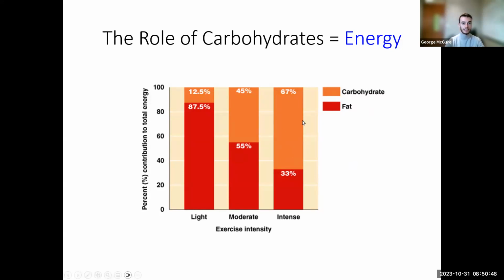And so intense exercise, so now think about a sprint, right? Our muscles are going to be mainly using carbohydrates as their source of energy and just a little bit coming from our stored fat.